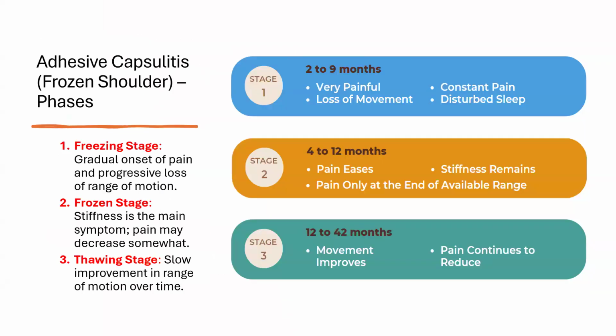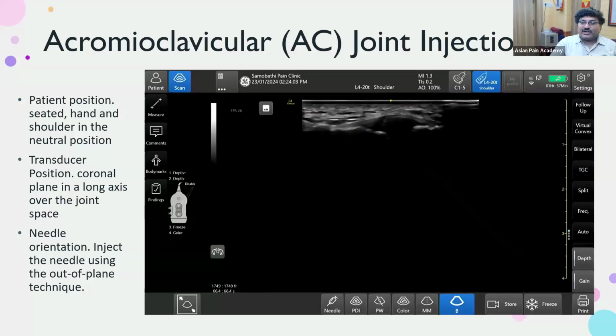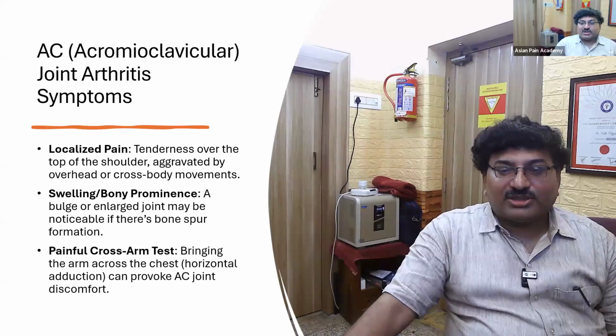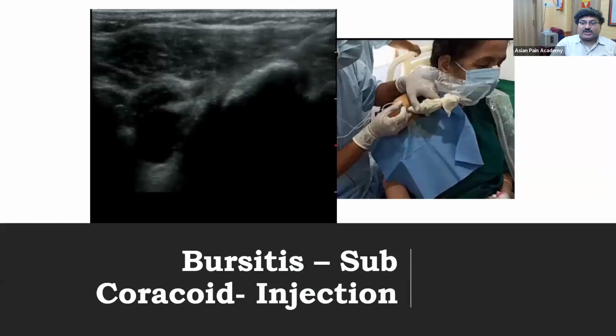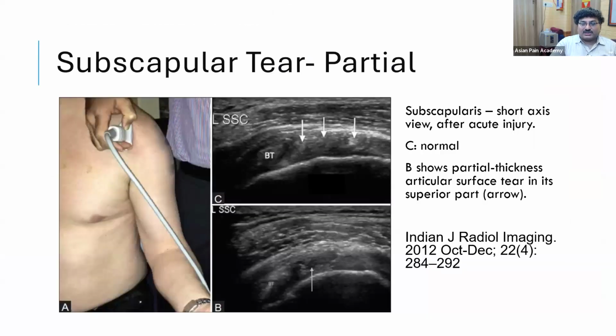Okay, and this is a very rewarding procedure. Why are we repeating it again and again? It's a very good thing because previously we even did manipulation under anesthesia, but nowadays it is rarely required because of this shoulder hydrodilatation, which we sometimes may have to repeat one or two times, and it gives a very good result.